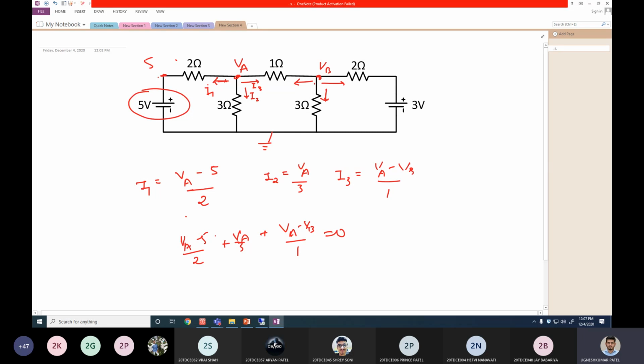Same way for the opposite side. See, I am writing the equation over here, directly. So (VB - 3)/2, I am writing for this current, plus VB/3, I am writing for this bottom line, plus (VB - VA)/1 for this line, equals 0. Now there is one more possibility.